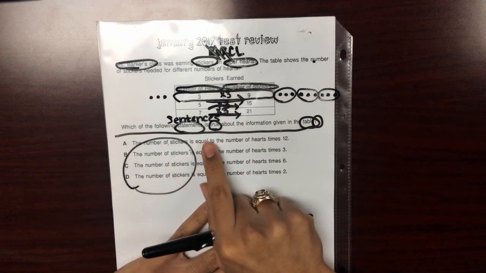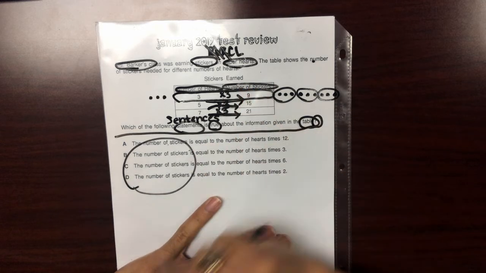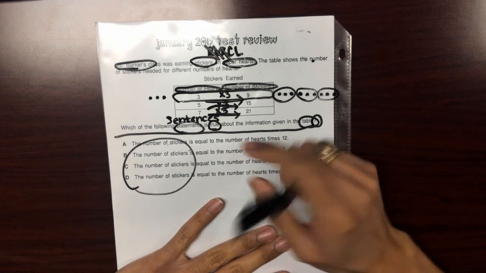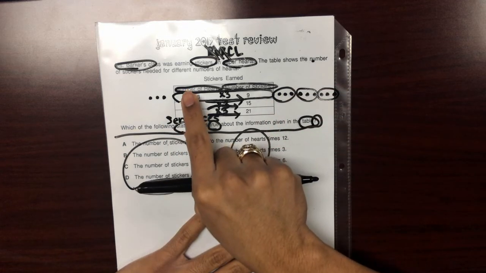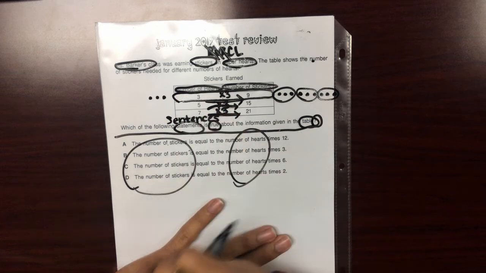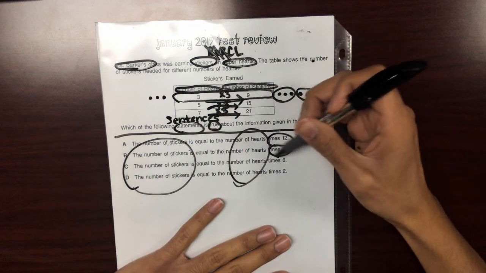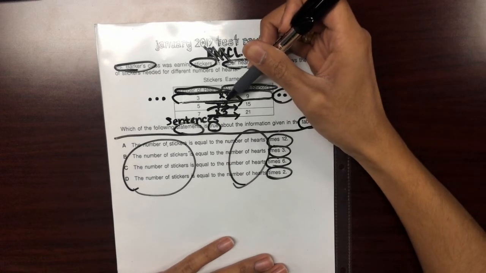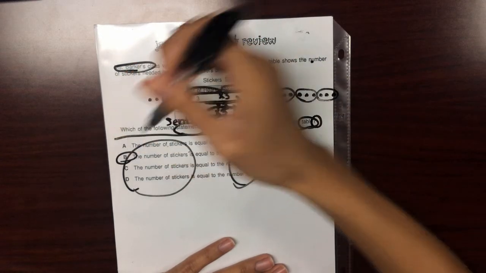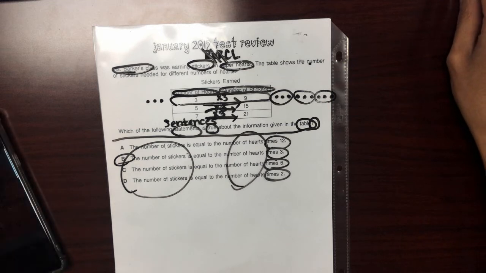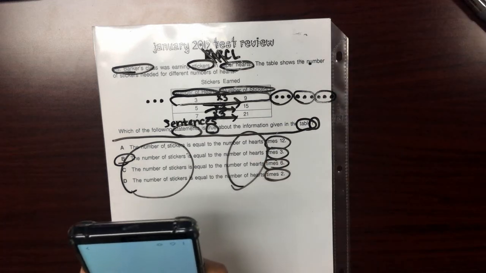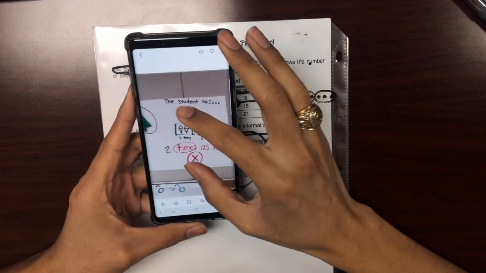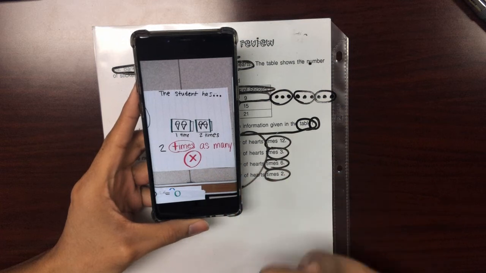The way that this question is worded is they want to know how to get to the number of stickers. So it says the number of stickers is equal to the number of hearts. So here's the number of hearts. So we have to start with the number of hearts times what? All of them have times at the end. And we did times 3. So that's why B is going to be our answer. Because I want you to look at that word times that's going to be up here on top of our board. Whenever we're talking about something being times as much or times as many, what operation is that?